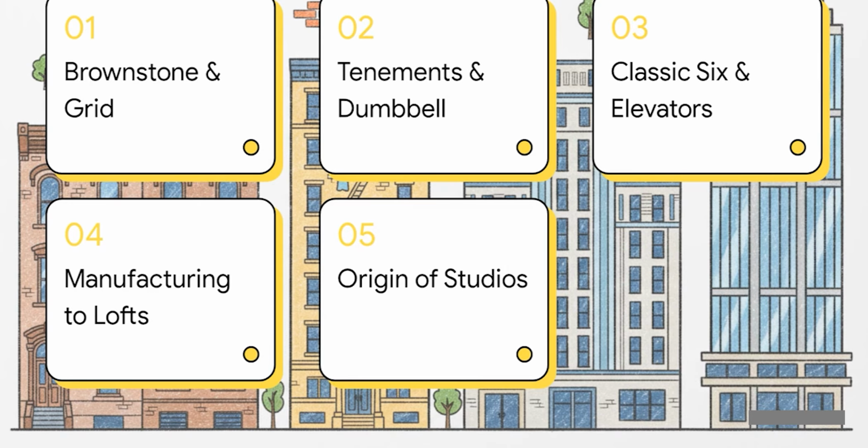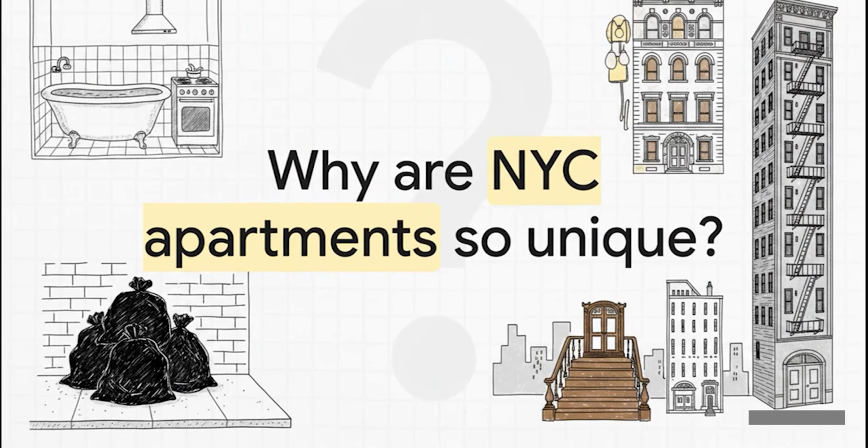We've got a great roadmap for this explainer. We'll start with the classic brownstone and the city grid, move into crowded tenements, and then see how elevators brought us the classic 6 layout. After that, we'll spend some real time focusing on the dramatic transition of manufacturing zones into ultra-elite lofts, before wrapping up with the surprisingly ironic origin of the studio apartment. Let's get going. Okay, let's dive right into this.